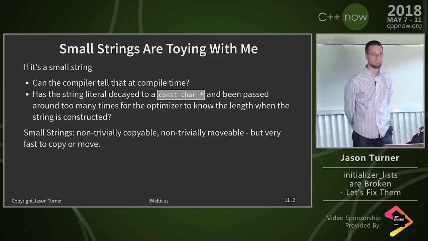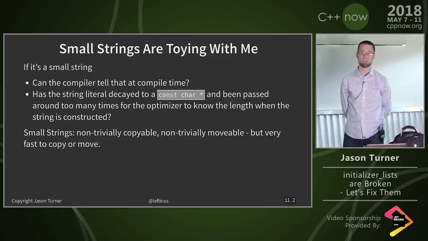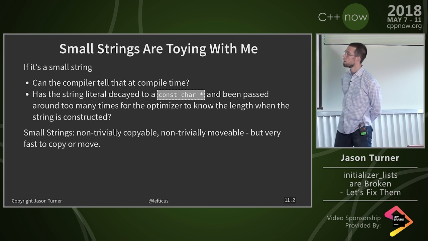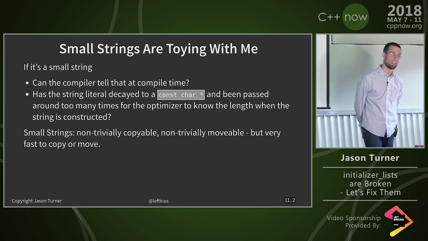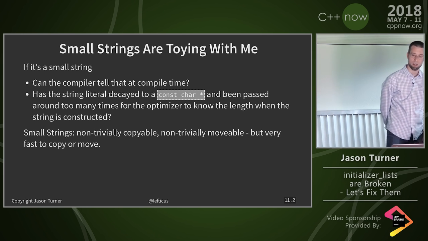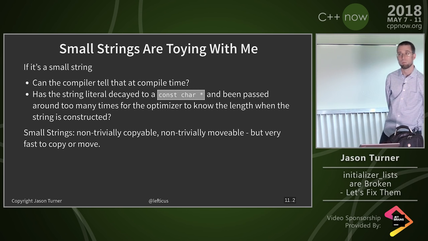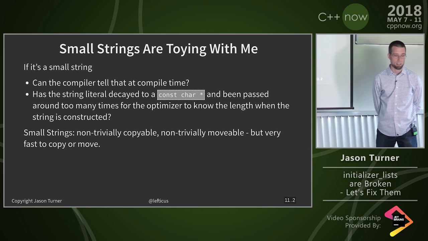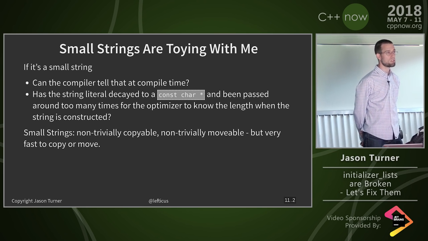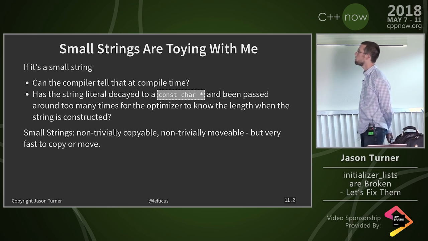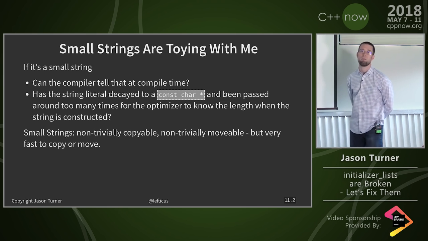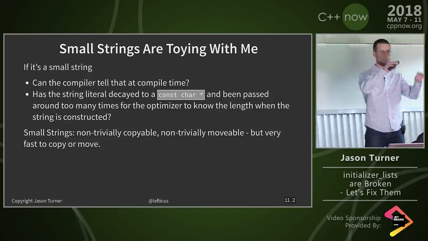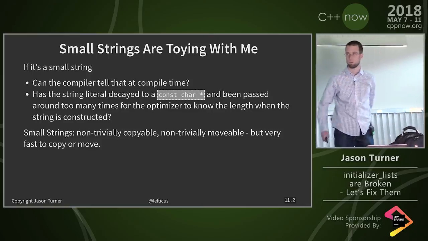If it's a small string, we have these questions. Can the compiler tell that it is a small string at compile time? Has the string literal decayed to a const char star and been passed around so many times that the optimizer has lost track of where that string came from? And how long is it? Small strings are non-trivially copyable, non-trivially movable, but very fast to copy or move, which is why you could see these things just bouncing around in the performance.